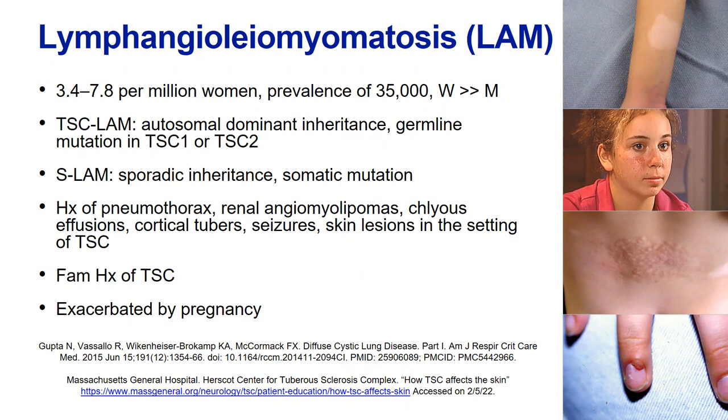It's really important in these patients that you take a really good history, a family history in particular, and a really good physical exam, because you can find that they have hypomelanotic macules. They could have facial angiofibromas. They can have shagreen patches, and they can have periungual fibromas.